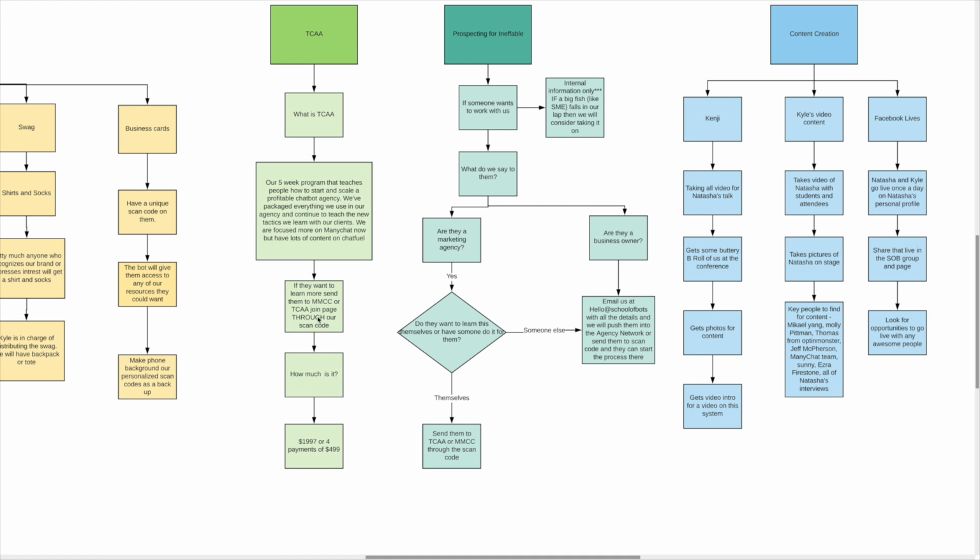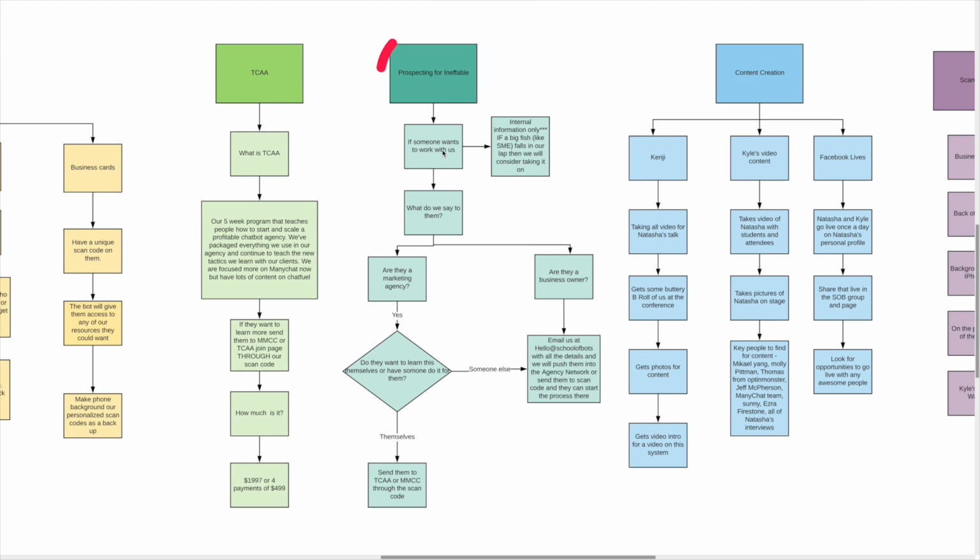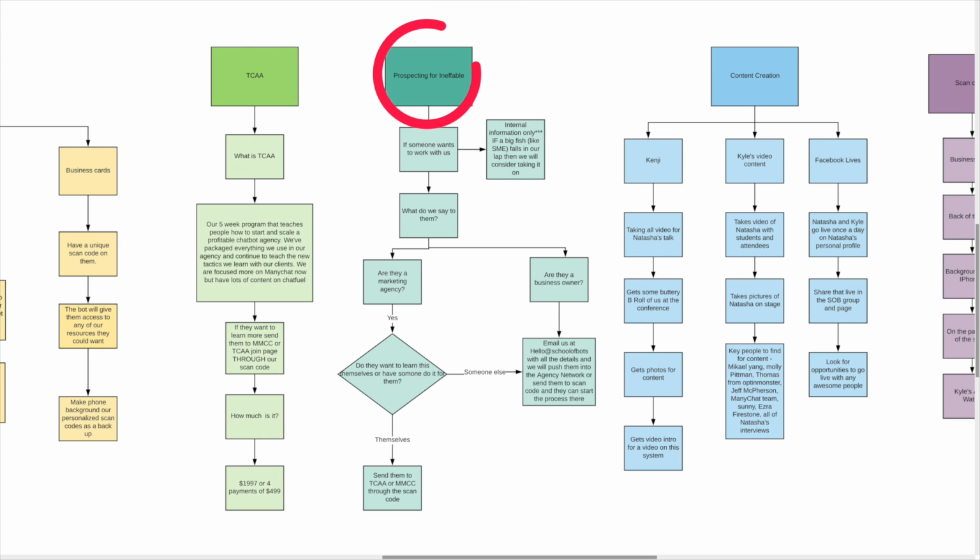So our next process here, our next subsystem I should say rather, is going to be prospecting for Ineffable. So this is going to be our chatbot marketing agency. So if anyone wants to work with us, how do we go down that path? Where do we send them?